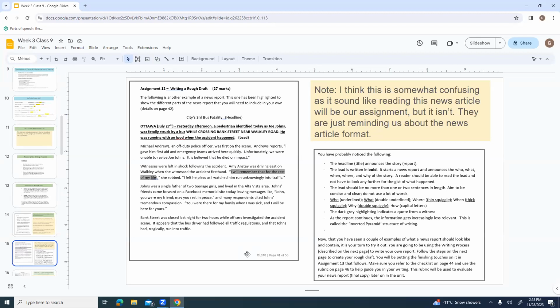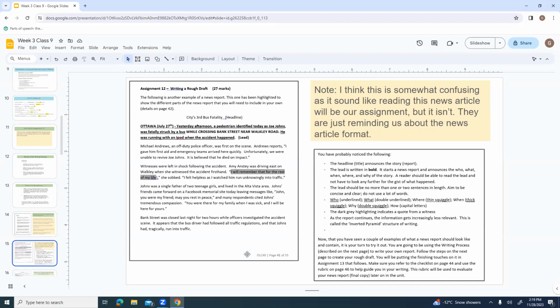Okay, so you probably noticed the following. The headline or title announces the story. The lead is written in bold. Now, that's just here because they're wanting to emphasize it. In an actual newspaper, it's not necessarily going to be in bold, just kind of so they can show it.